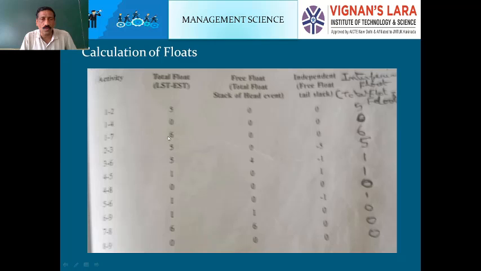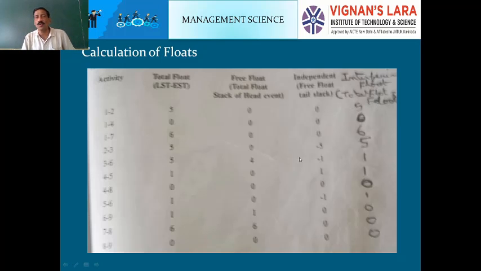Next, we will calculate the total float, free float, independent float and interfering float. For 1-2, total float is LST minus EST, 5. Like that here. Free float is total float minus the slack of the head event, that means the head slack. Independent float is free float minus tail event slack. Interfering float is total float minus free float.